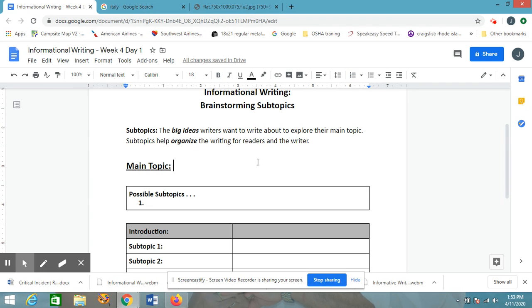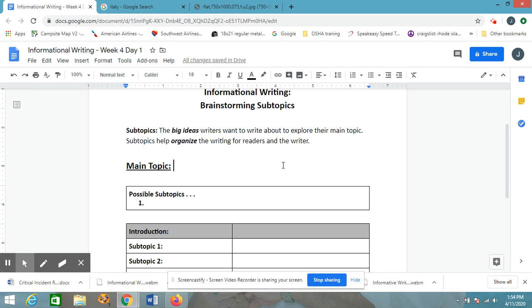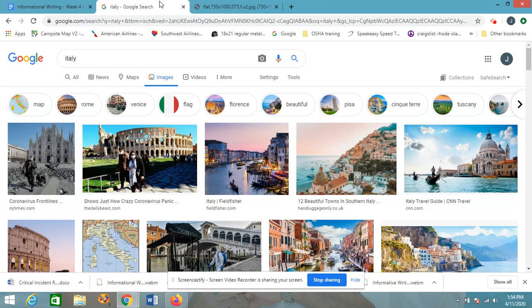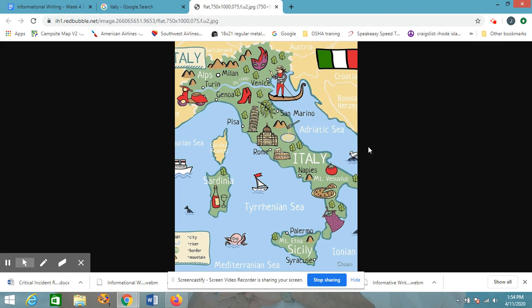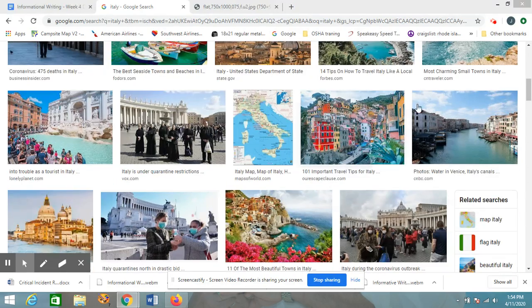So, say I wanted to write a piece of informational writing. What do I want to write about? What do I like? Well, I was thinking of some things, and I love the country Italy. I got to live there last summer. Hopefully, I'm trying to go there this summer again. I love the country Italy. So, say I wanted to write about Italy. In case you don't know where Italy is, that's what it looks like on the map. Italy's in Europe. There are just some quick Google pictures of places in Italy.